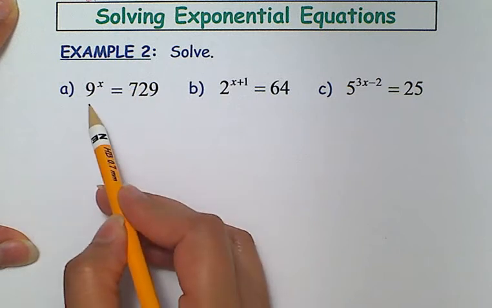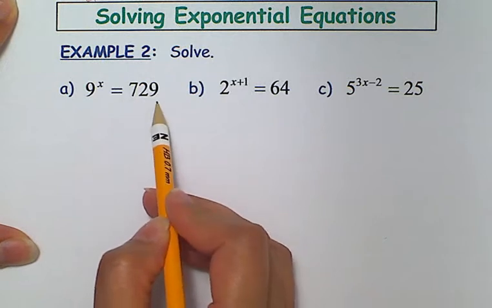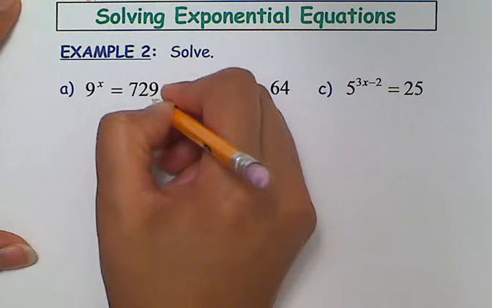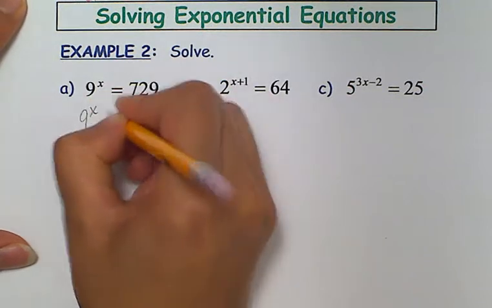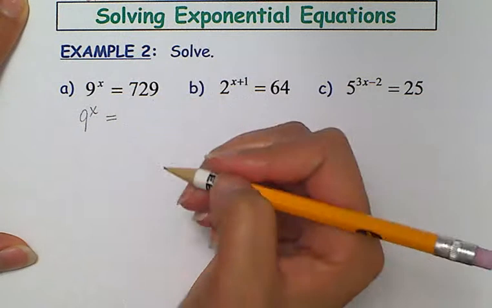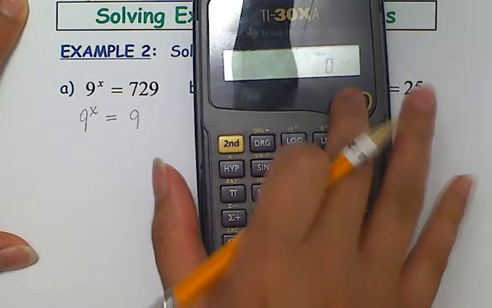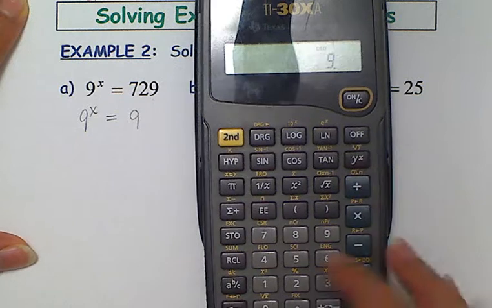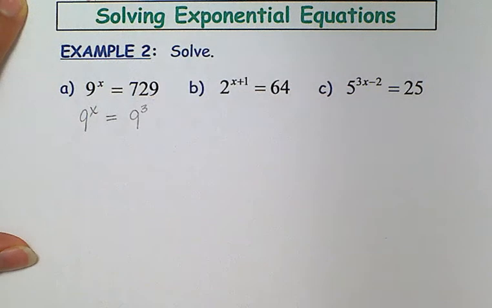And so if I look at 729, I know that I can write 729 with a base of 9. So I know that I can rewrite this as 9 to the exponent something. I'll leave the left-hand side the way it is, and I'll rewrite the right-hand side as 9 to the exponent. So let's do 9 to the exponent 2, I know is 81, so that's too small. So let's try 9 to the exponent 3. And I get exactly 729. So 9 to the exponent 3 is another way for me to write 729.